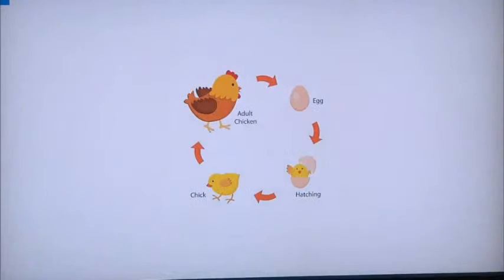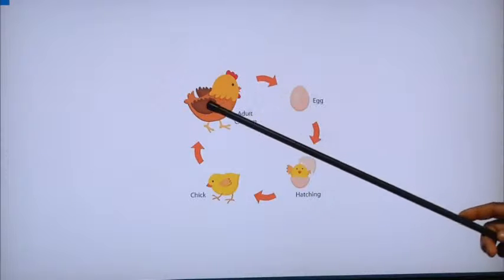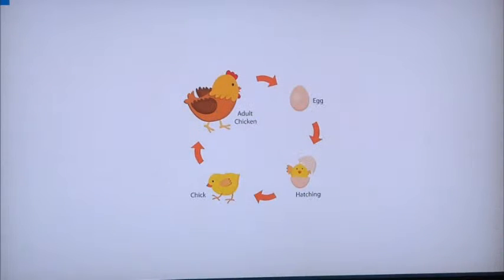Let's look at another one. We have a bird. Let's look at an adult chicken. An adult chicken, we call it what? Hen. The hen lays eggs, and for some time it will sit on the eggs, and the eggs will what? Hatch into a chick.